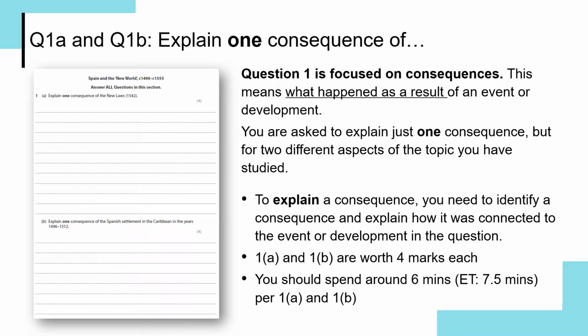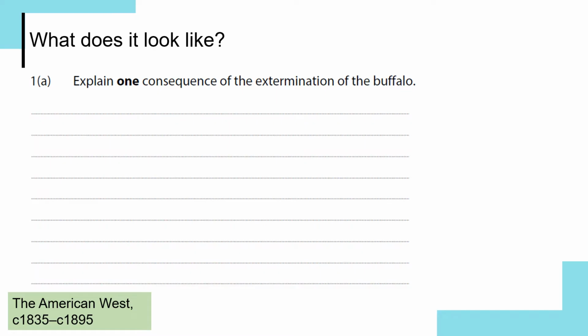Part A and Part B are worth 4 marks each. You should spend around 6 minutes on each part, or 7.5 minutes roughly if you have extra time. Notice the number of lines. There are 4 additional lines in the real paper, but use this as a guide for how much you should be writing. Let's take a look at a question from the American West paper.